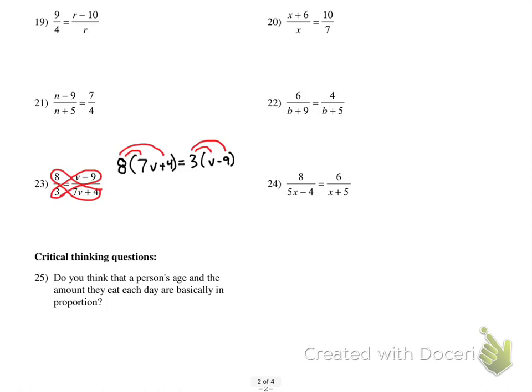So on the left side, what do I end up with? 56v plus 32. And then on the right side, I'll have, there you go, 3v minus 27. And we're always just trying to get the answer for the variable on its own. So we need to get the variable to one side. We need to get the numbers to the other side. So tell me what to do.